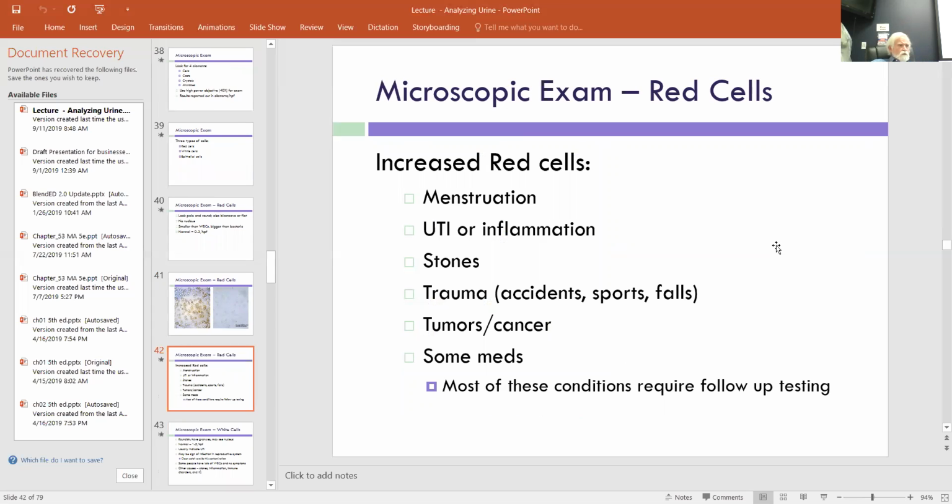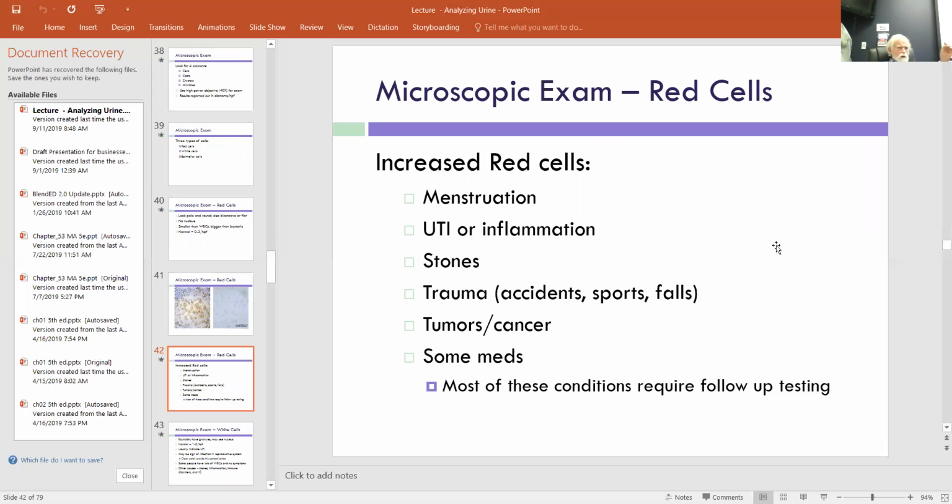Well, obviously, menstruation, if that's when you take the sample. It's probably not a good idea to try to take a urine sample when the woman is menstruating. So that's pretty clear. UTI, stones can cause physical damage and thereby shedding a little bit of blood. Trauma, tumors, and some medications.